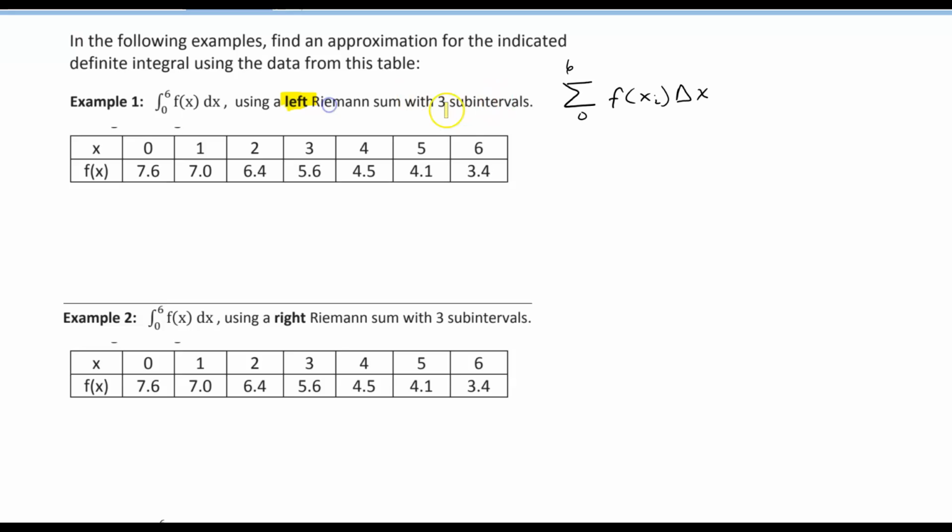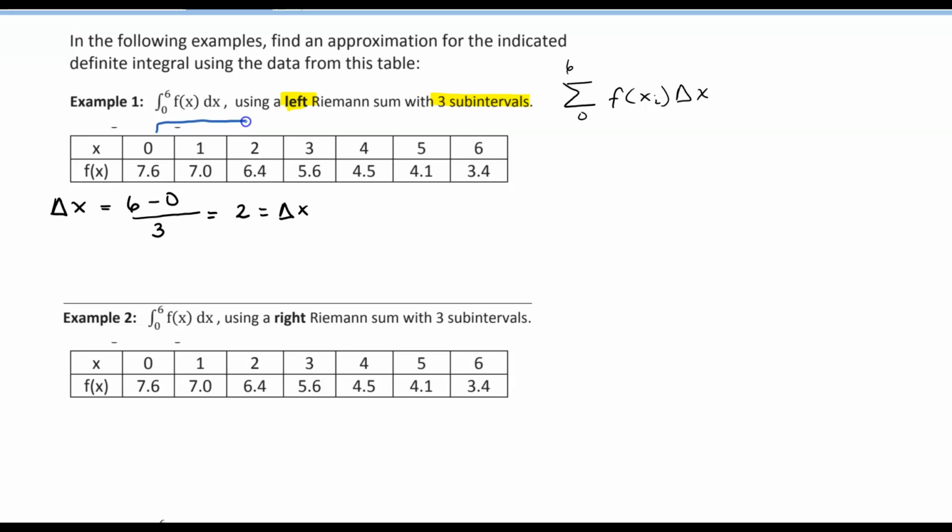So here is a left sum with 3 subintervals. The first thing I'm going to do is calculate my delta x. I do that by taking my final minus my initial value. So my final x value here is 6, and my initial value is this one right here, which is 0. I'm going to divide that by 3 because that's how many subintervals, in this case how many rectangles, I want to create. So 6 divided by 3 is 2. So my delta x is 2.